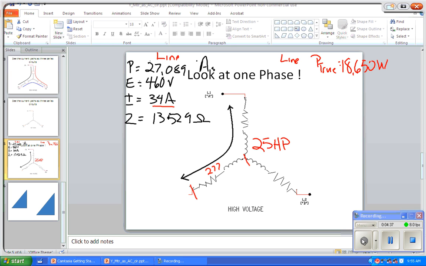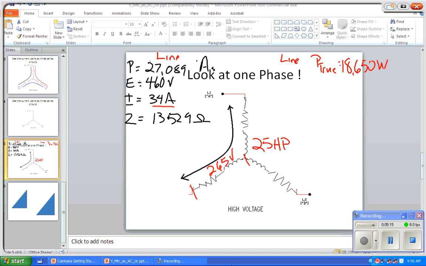277 times square root of 3 is 480 or something like that. So it's not exactly 277. It's 460 divided by square root of 3. I'm sorry, I said the wrong thing there, which isn't that unusual. It's 265 volts. There we go, 265 volts.